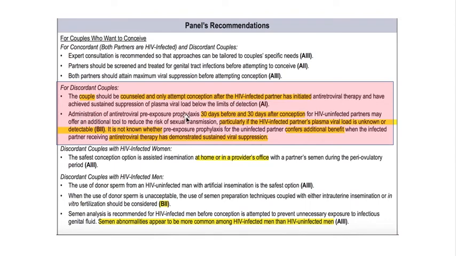The administration of the pre-exposure prophylaxis should be 30 days before and 30 days after conception in the HIV uninfected partner. It's really not known whether pre-exposure prophylaxis for the uninfected partner can confer additional benefit. But for discordant couples, there is a mechanism for allowing pregnancy which decreases the risk for the uninfected partner.